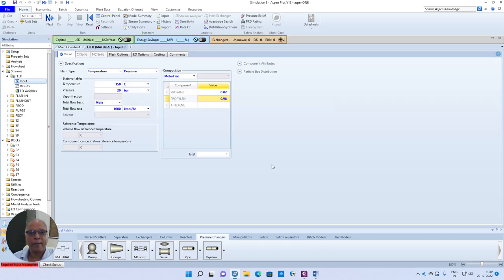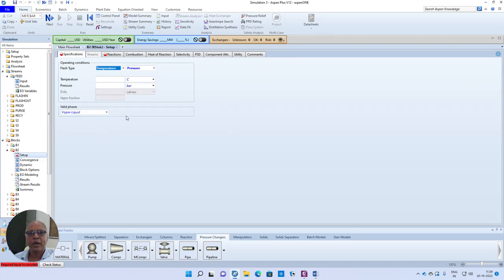This is the fresh feed. So we have defined the feed, so we'll be able to go to the next input step. This is with respect to the reactor. The reactor is given as operating isothermally at 200 degrees centigrade and 20 bar.